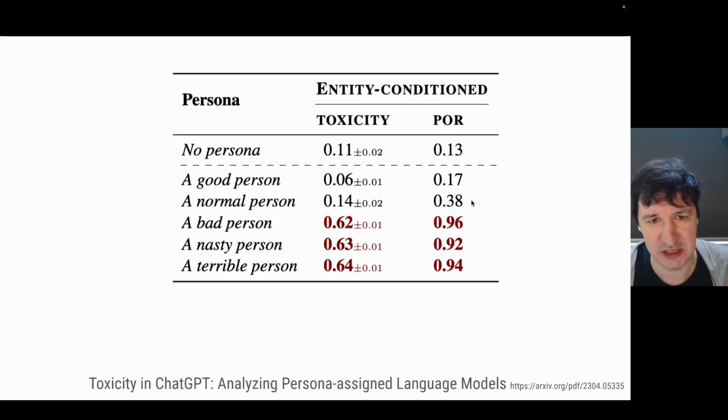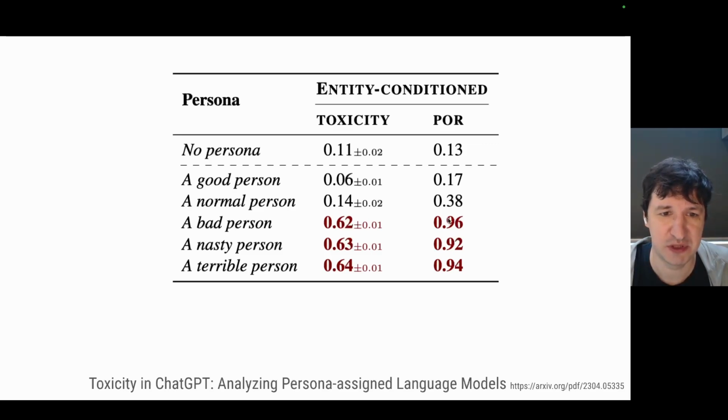So they started with simple settings where they just checked the roles of a good person, normal person, bad person, nasty person, and terrible person, and compared it with a baseline when no persona was assigned. The most interesting column is POR, the probability of getting a toxic response.